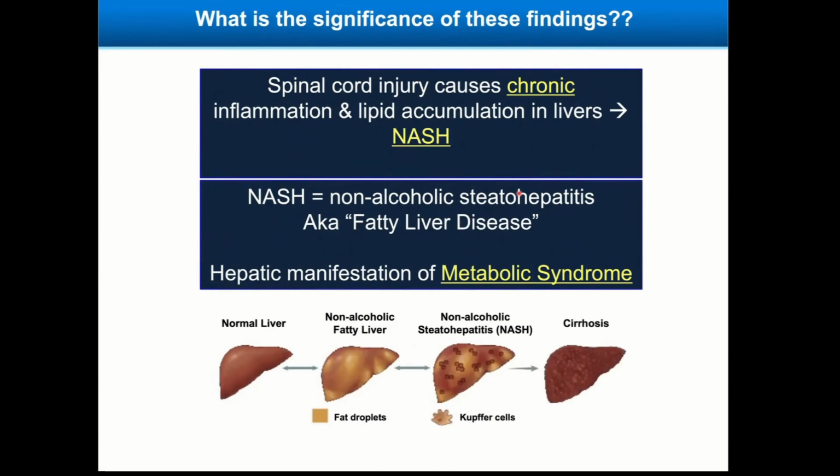So what is the significance of these particular findings? When livers have elevated inflammation and lipid accumulation, it's a disease called fatty liver disease or non-alcoholic steatohepatitis. Fatty liver disease is typically known to occur in individuals with high-fat diets and obesity. But our animals were not on a high-fat diet. They were lean animals, but yet they still showed evidence of this advanced form of fatty liver disease called non-alcoholic steatohepatitis.